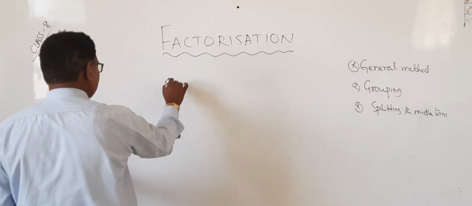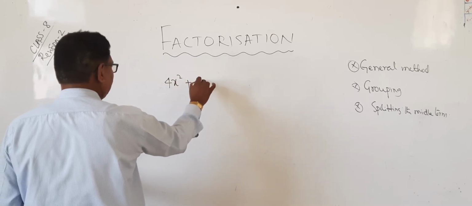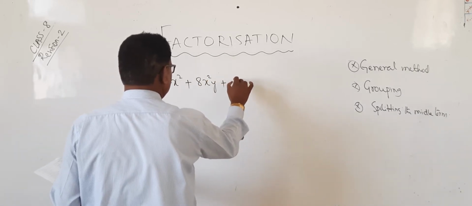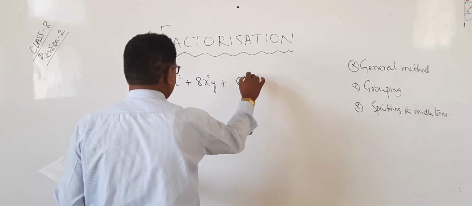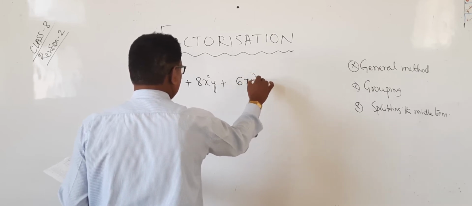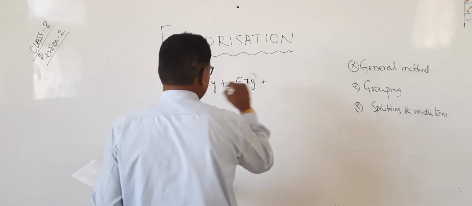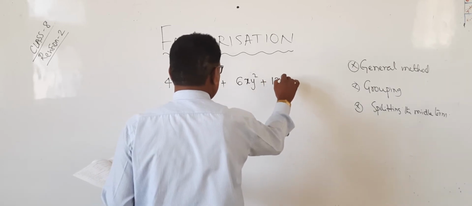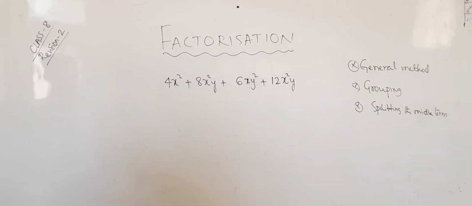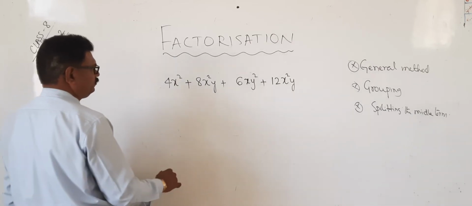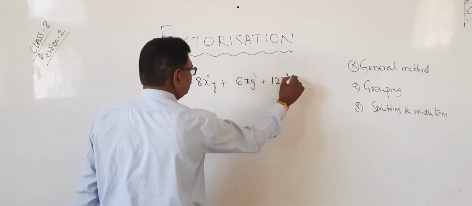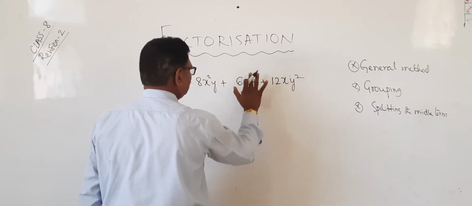4x square plus 8x square y square, x square y plus 6, x6, x y square plus 12 x square y. Yes, here x y square, here xy.